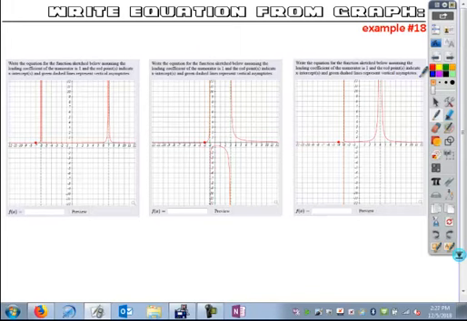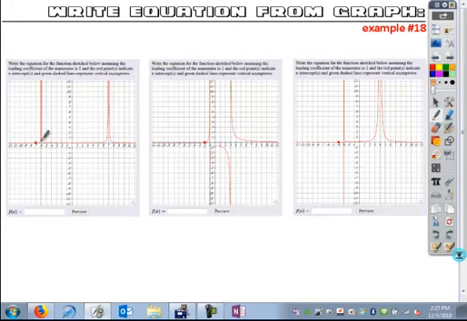This is the type of question where you're going to try to find or identify what the actual equation would be for the rational function based on what the graph looks like. When you're looking at your graph, you're going to identify several things. I'm going to include the x-intercept. The x-intercept is going to represent the factor of your numerator.